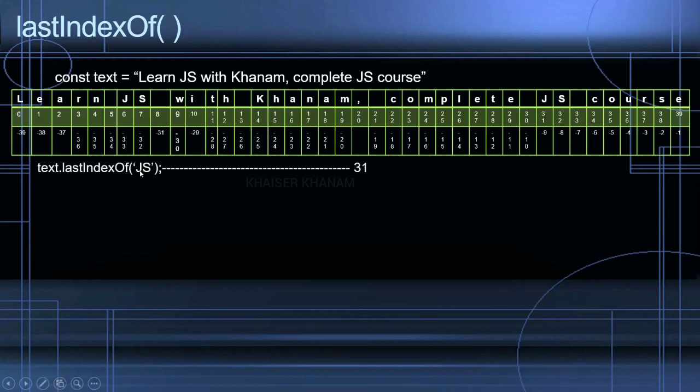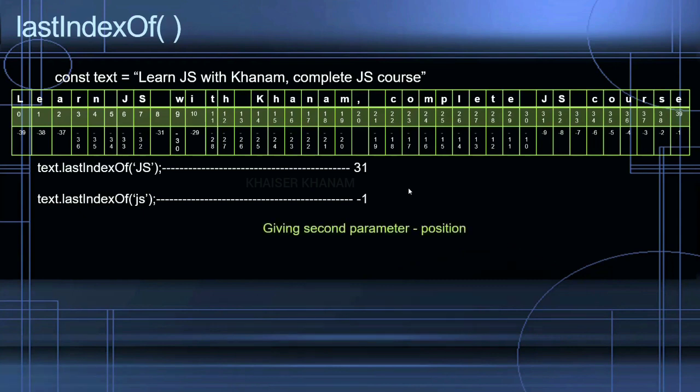You can see for lastIndexOf, it is going to search for the last word. Here I am having JS, but it will not count here. We just have to find the last index, so it will give the result as 31. Again, if we are not having any word, we will get the same result as in indexOf, that is -1.